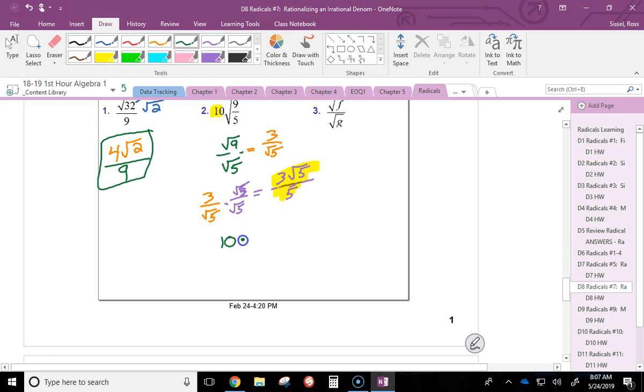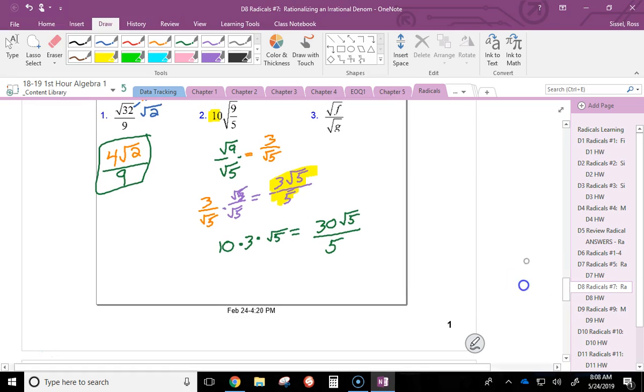Yeah, because remember, this is all multiplication. All of these are multiplication, right? Commutative property or associative property, I can kind of switch them around. So I would just make this 30 times the square root of 5 all over that denominator 5. We would simplify.